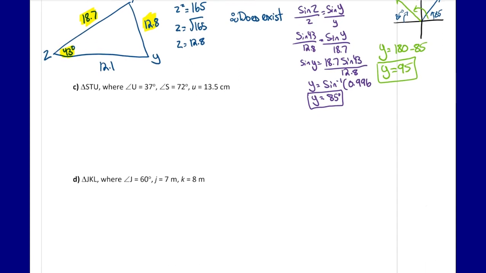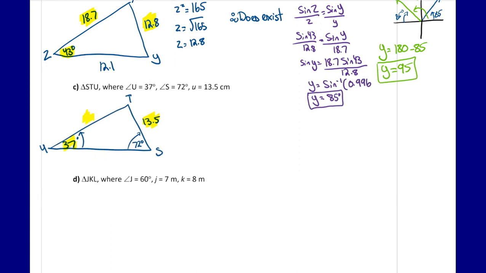Example C, triangle STU, we have angle U, angle S, and side U. Okay, I'm going to go through and draw. Angle U, let's put down here, 37 degrees. I know side U is 13.5, and I know angle S, I'm going to put that here, is 72 degrees. So this would be side T. So we need to go through and check. Well, right now I don't have enough information. I have an angle, I have the opposite side, I don't have either adjacent side, so I can't even rotate this triangle around and find it.